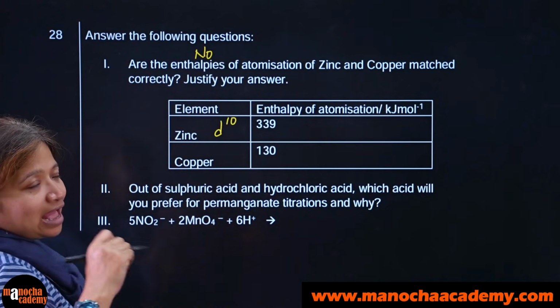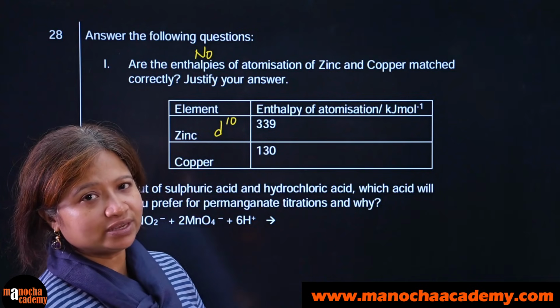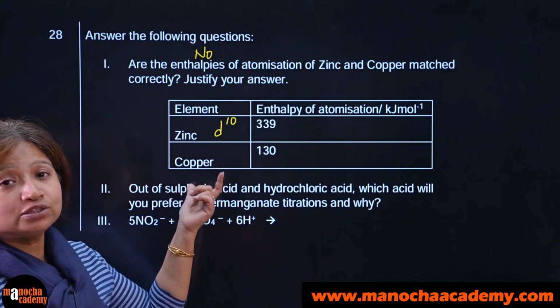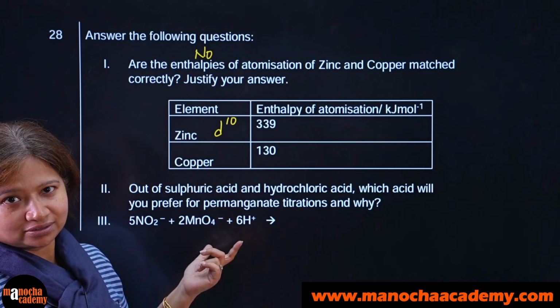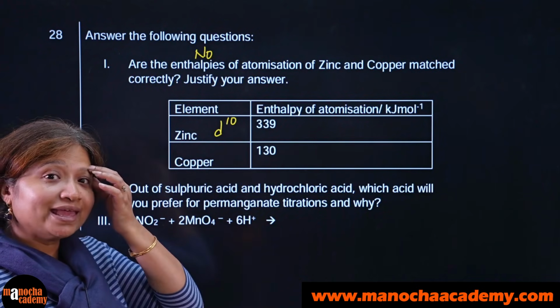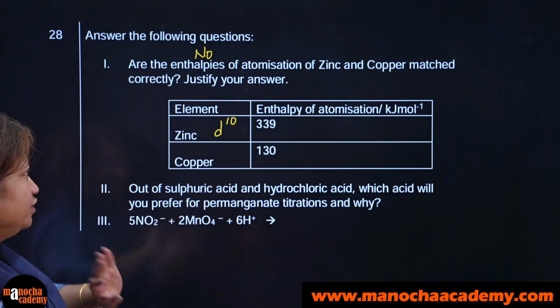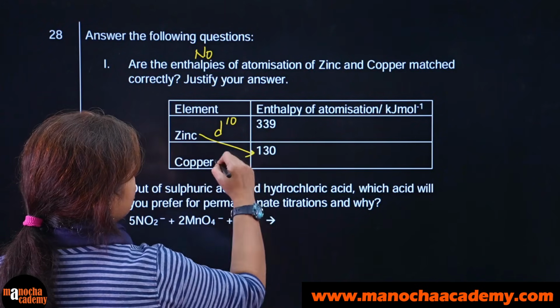Because zinc will have the minimum value of enthalpy of atomization as it has 0 unpaired d electrons. And for copper at least 1 unpaired electron is present. Isn't it? Copper is d10 s1, so an unpaired electron is present. So this is the reverse. Zinc should be this, copper should be this.